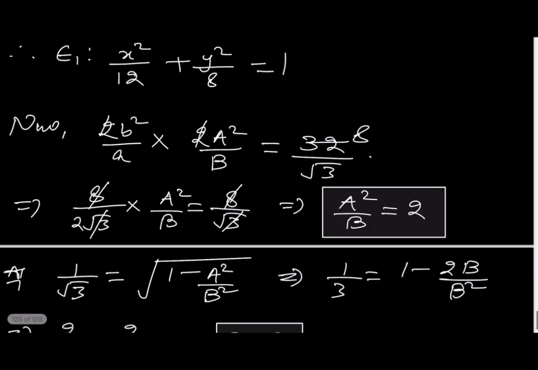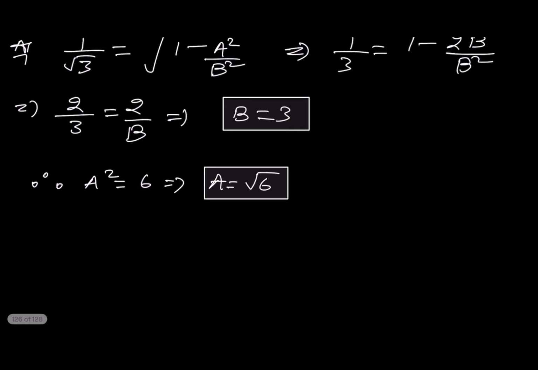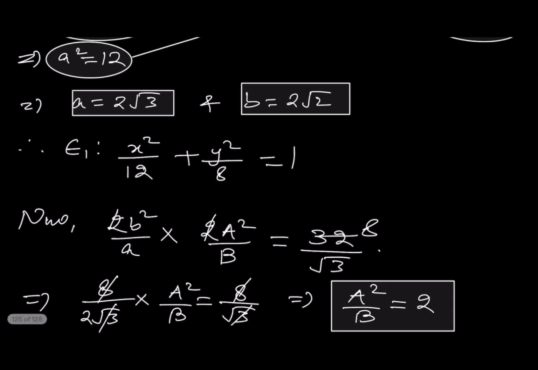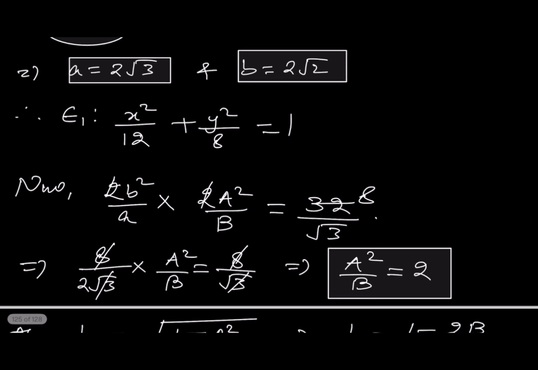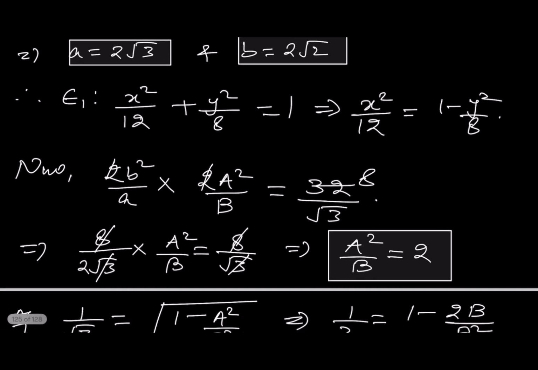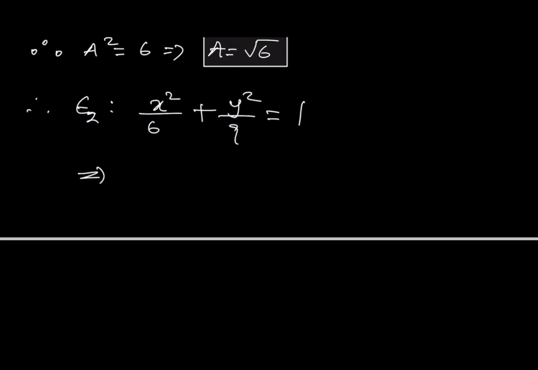A is root 6. So now, therefore, E2 is x square upon a square plus y square upon b square is equal to 1. Now, from E1 and E2, we can get the x and y of the point of intersection. So if I write x square by 12 is equal to 1 minus y square by 8, or x square by 6 is equal to 2 times 1 minus y square by 8. So therefore x square by 6 is equal to 1 minus y square by 9, right?